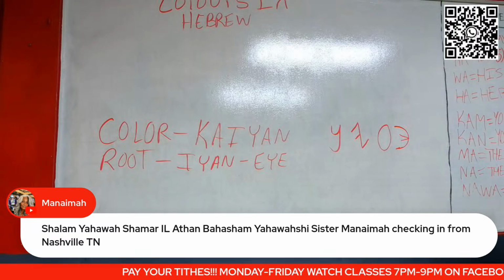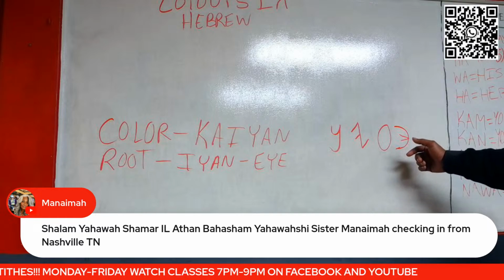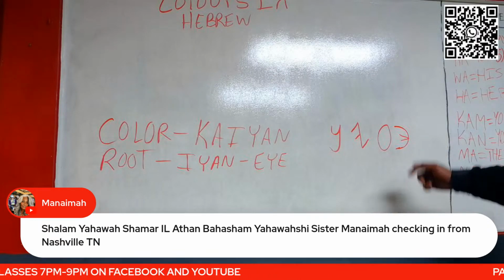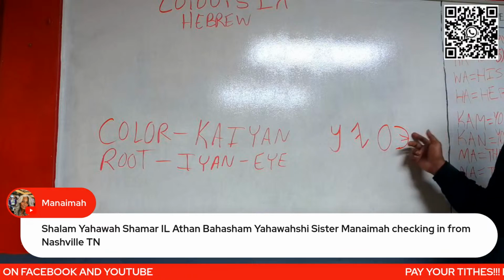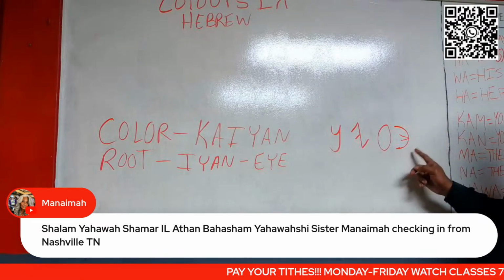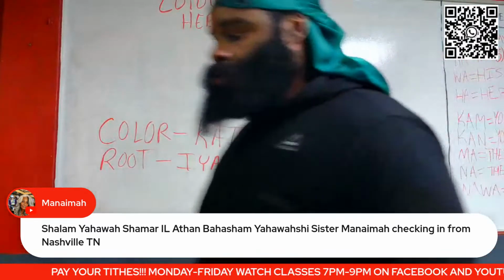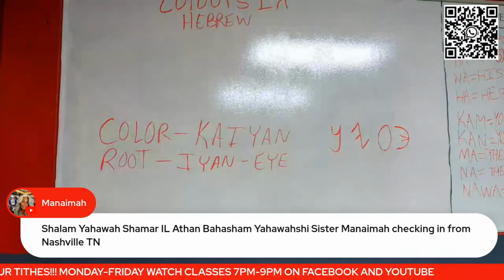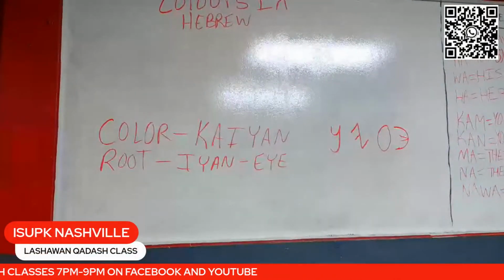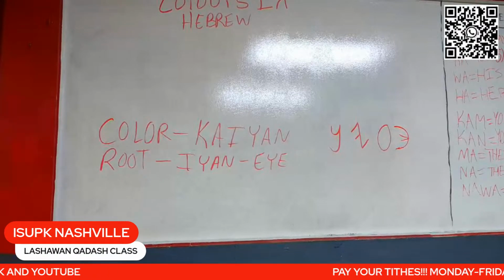And this right here is the Lashawan Kodash style to write it out. This is how we wrote originally in the old days before we went into slavery with Assyria. And when we went into slavery with Assyria, they changed a lot of our alphabets.